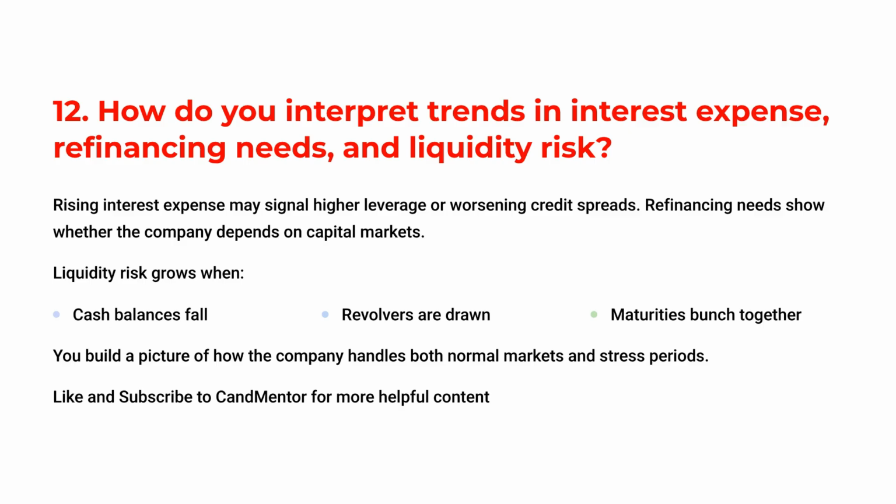How do you interpret trends in interest expense, refinancing needs, and liquidity risk? Rising interest expense may signal higher leverage or worsening credit spreads. Refinancing needs show whether the company depends on capital markets. Liquidity risk grows when cash balances fall, revolvers are drawn, and maturities bunch together. You build a picture of how the company handles both normal markets and stress periods.